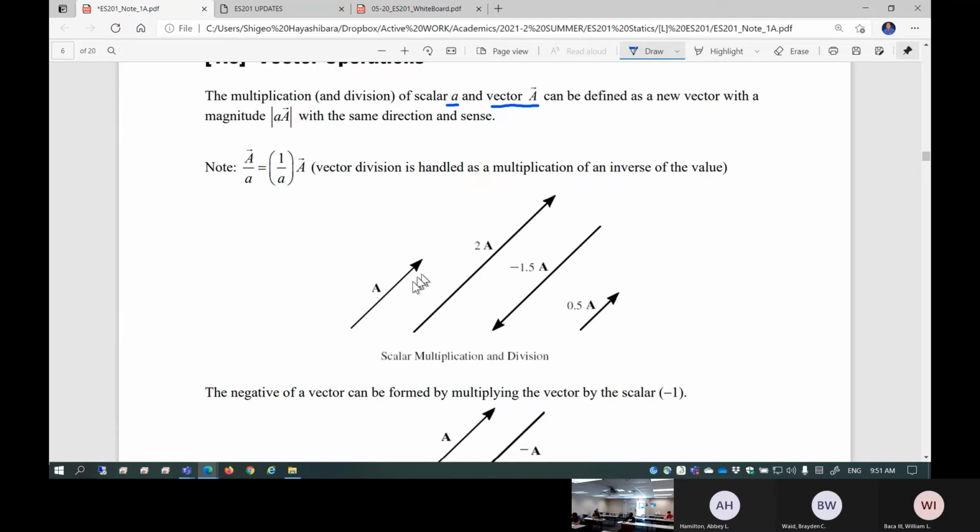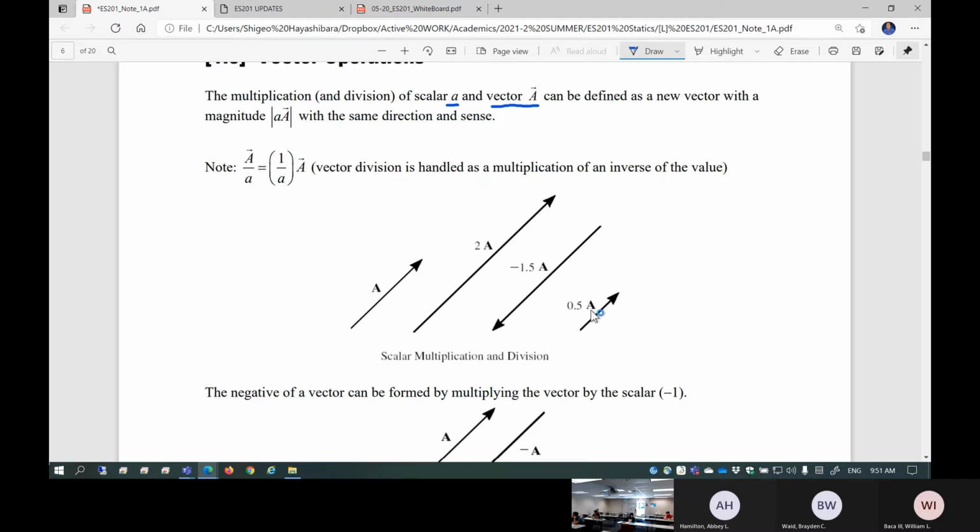So this is the original vector A. If you multiply with the scalar 2, this is 2A, direction is the same. Now, if you multiply with minus 1.5, of course, magnitude is 1.5 times larger, but the direction is opposing. So negative sign means direction is completely flip-flop. So this is 0.5A. That means flip-flop 2, and then, okay.